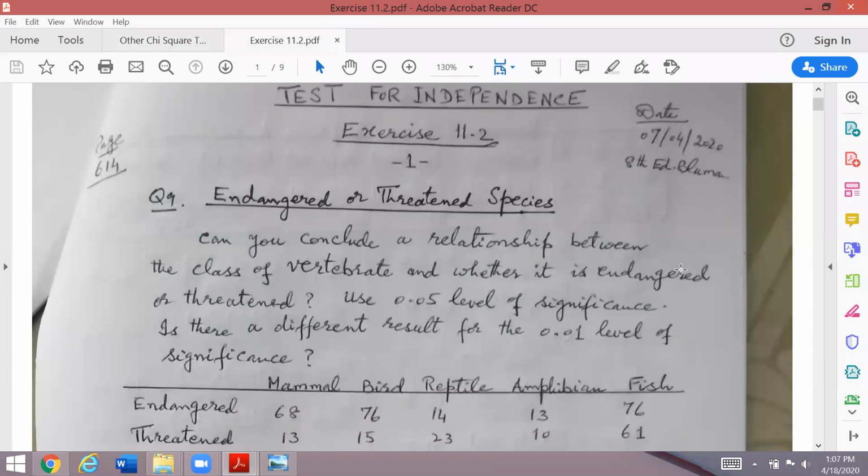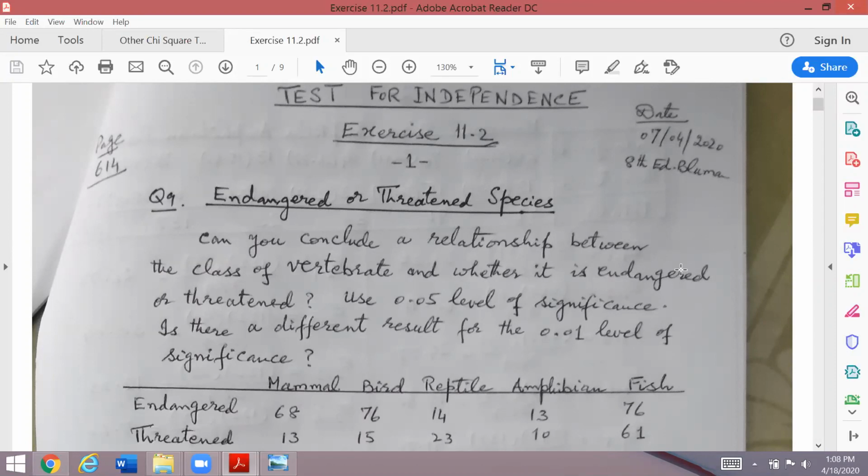In front of you is the same chapter 11, but exercise 2. I'm taking first the endangered or threatened species. This is your question number 9. I'm reading it; try to understand what is given to you and what the author is asking you to find.